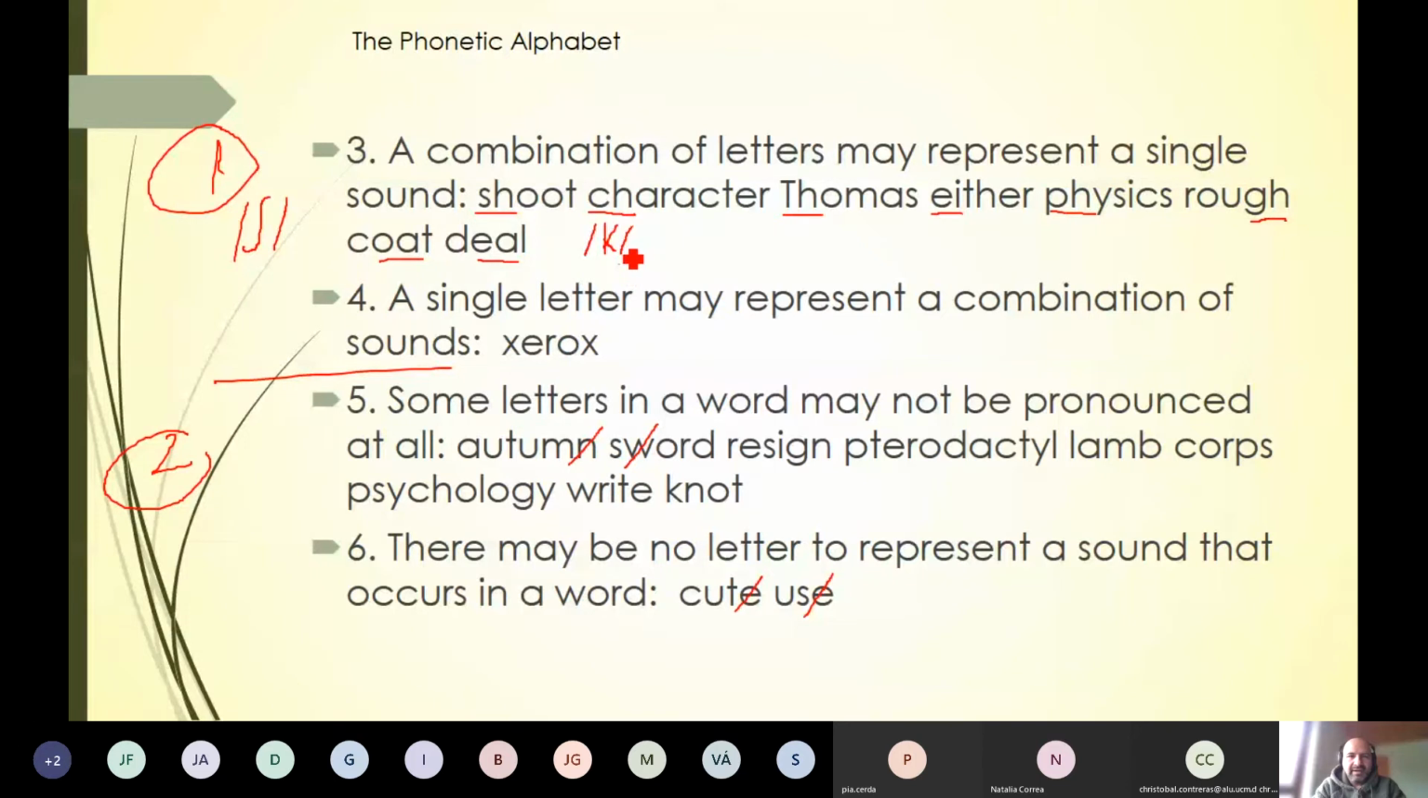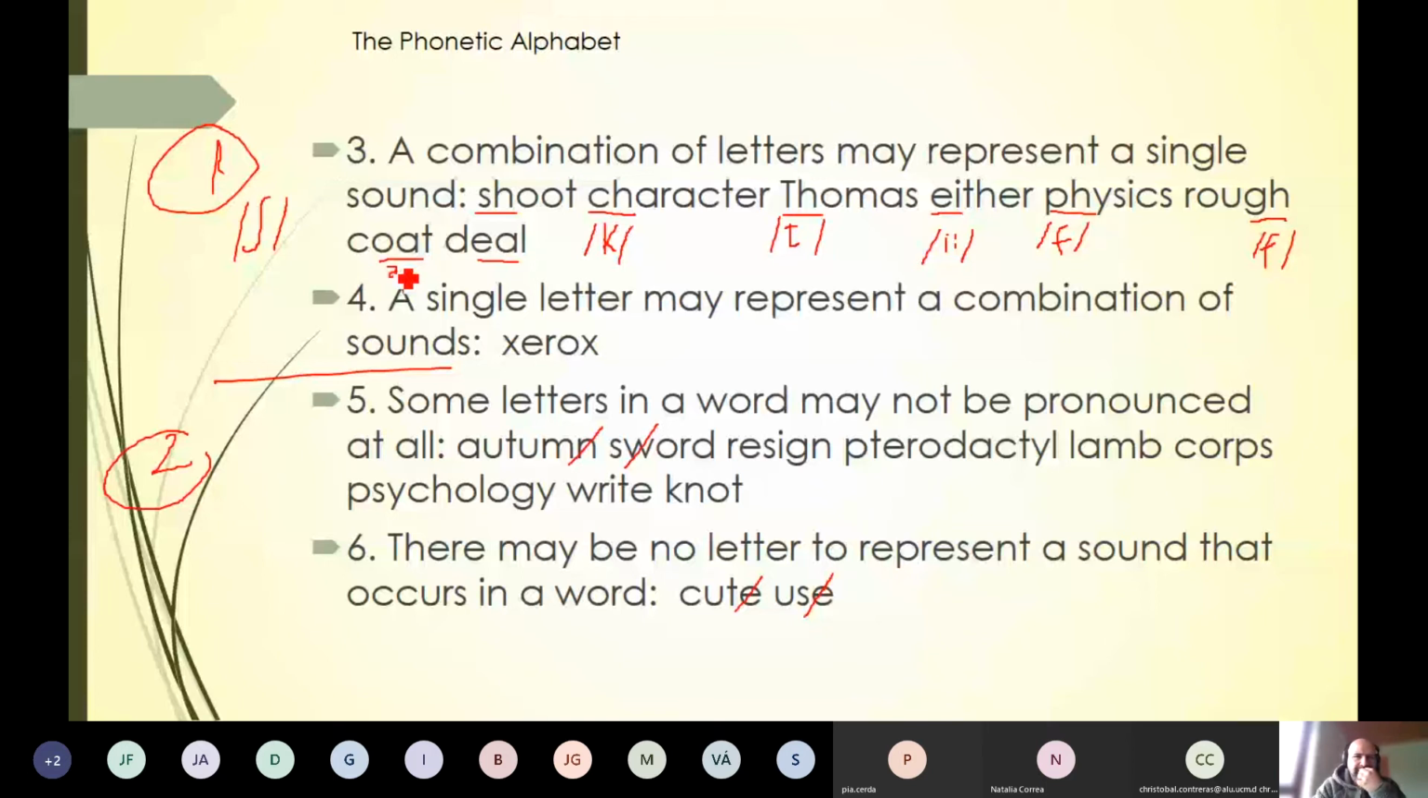Two letters here, one sound, th: Thomas. Two letters, one sound, E: either. Two letters, one sound: physics. Two letters here and one sound: rough, rough. Here we have two letters, and we have the diphthong. Remember, a diphthong is seen as one sound unit. O and E: deal.